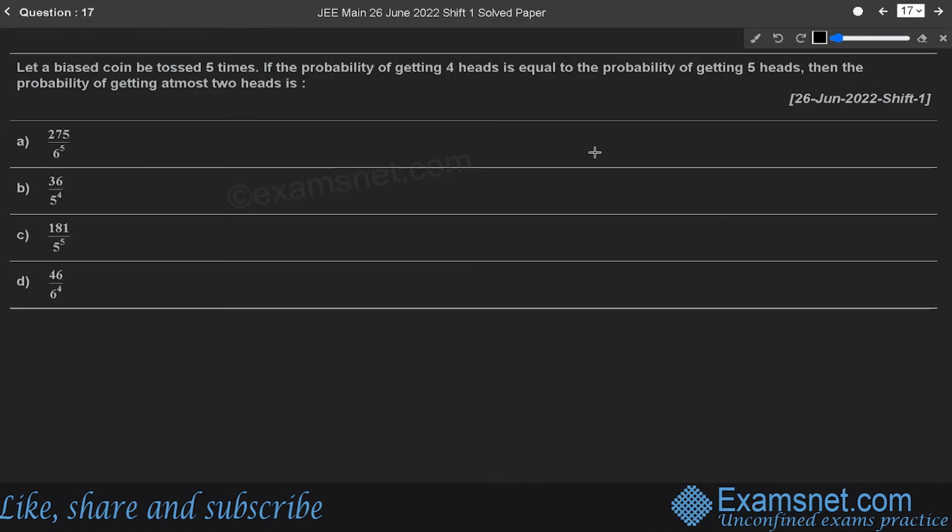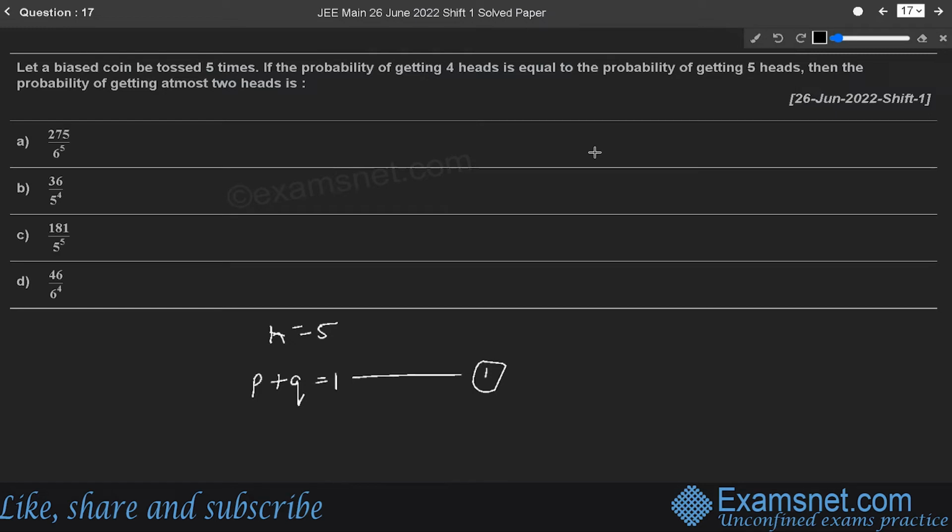Next question is, let a biased coin be tossed 5 times. If the probability of getting 4 heads is equal to the probability of getting 5 heads, then the probability of getting at most 2 heads is. The coin is tossed 5 times, so here n is equal to 5. Let P be the probability of getting heads and Q be the probability of getting tails. Therefore, P + Q = 1. Let this be equation number 1.